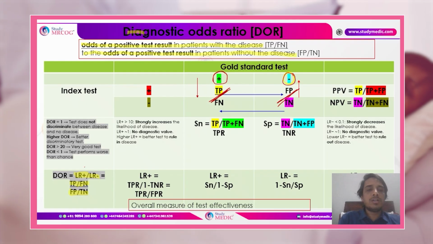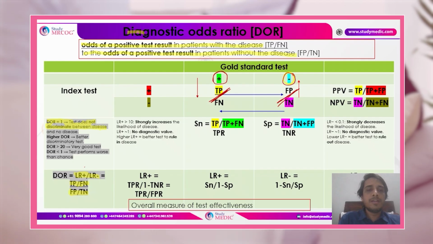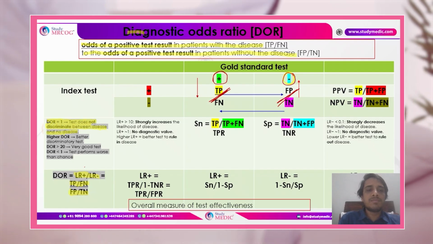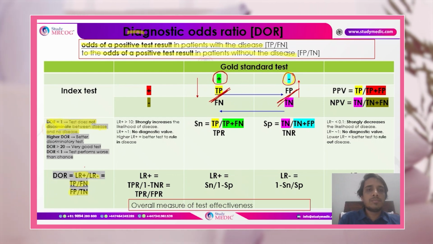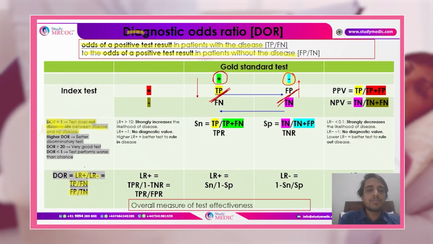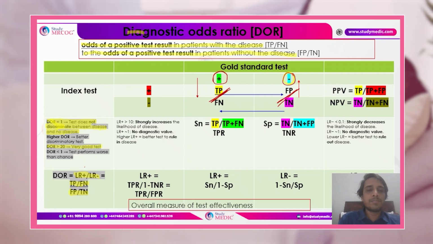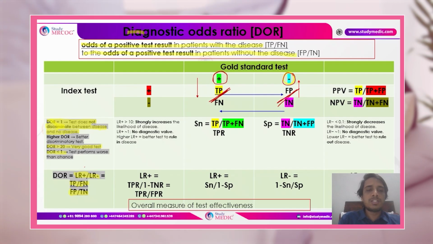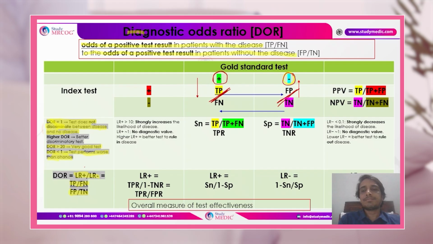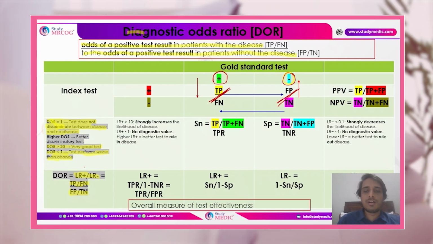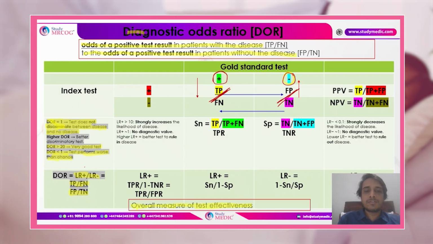Now a diagnostic odds ratio of 1 indicates the test does not discriminate between the presence and absence of the disease. The higher the diagnostic odds ratio, the better the discriminatory test. A diagnostic odds ratio of more than 20 means it is a very good discriminatory test. If the diagnostic odds ratio is less than 1, this test performs worse than chance. So that is the diagnostic odds ratio. It usually measures the overall test effectiveness.